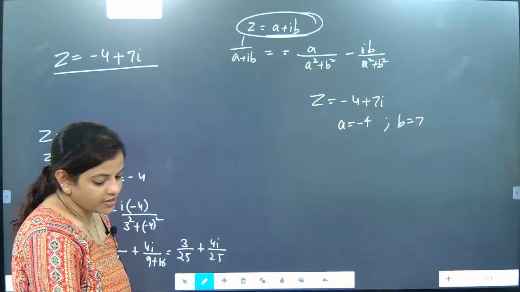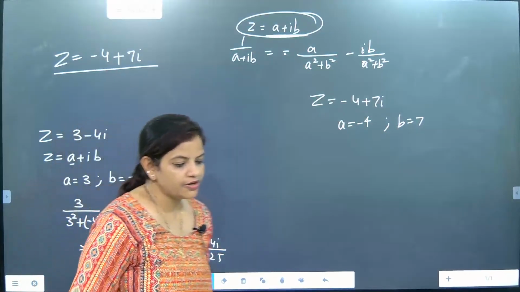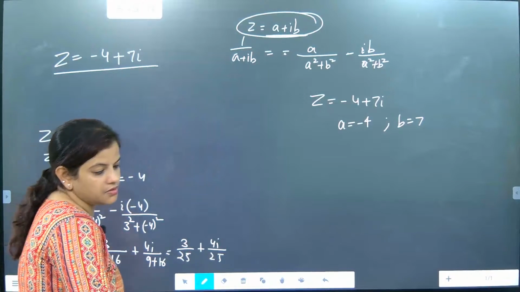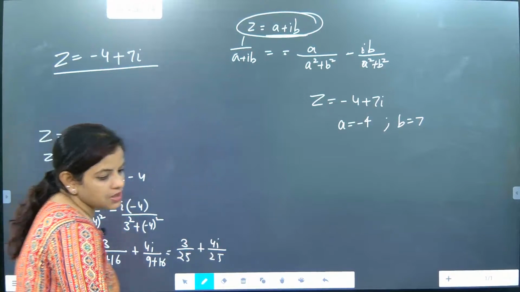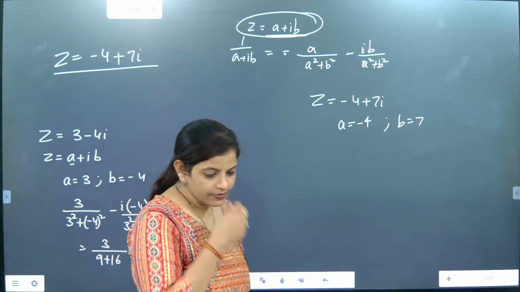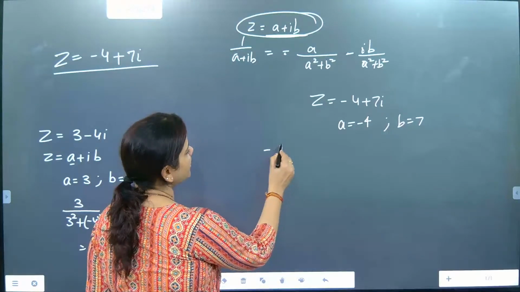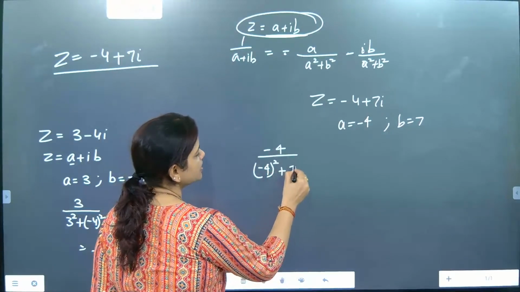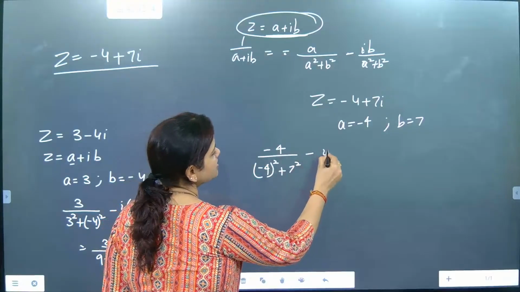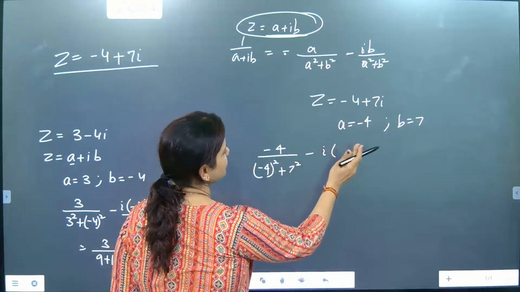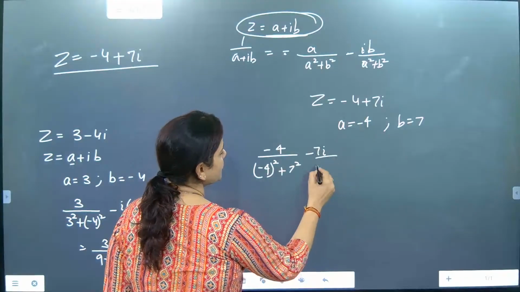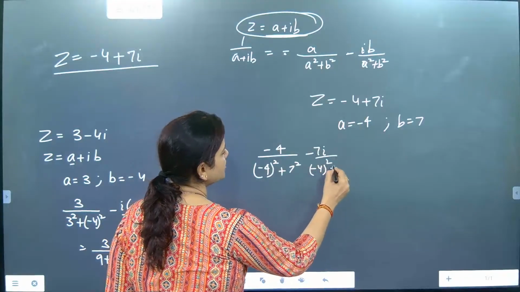A equal to minus 4, b equal to 7. Come on, go for it. Direct formula, very good, Gagan. So here a will be what? Minus 4 by minus 4 whole square plus 7 square, minus ib. B is what? 7. So minus 7i by minus 4 square plus 7 square.